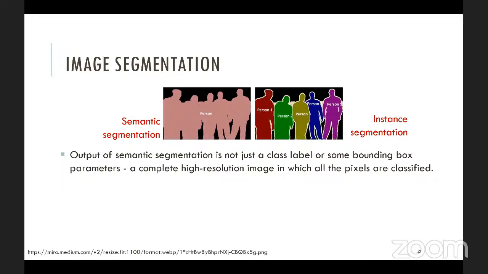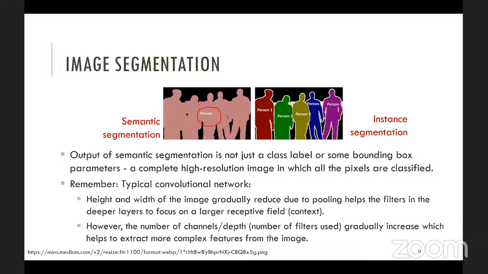Remember that segmentation is one of the most difficult tasks in image processing, right? The output of semantic segmentation is not just a class label, but we also want a complete high resolution image in which all pixels are classified. Here you can see that the pixels which are black are classified as background. The pixels which are in pink are classified as a person, right?